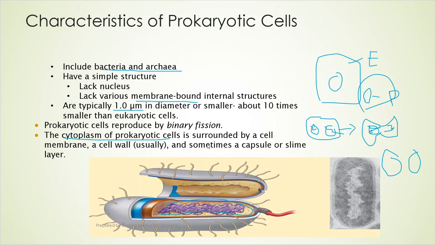Cytoplasm is surrounded by the plasma membrane. Usually, most of them have a cell wall. Not all of them. There are exceptions. And then some of these guys, and I think I've already told you, maybe it was in the lab, that it may have a capsule, or it could have a slime layer. What's the difference? Capsule is a little more organized. Slime layer is fairly similar, except that it's not quite as organized or symmetrical.